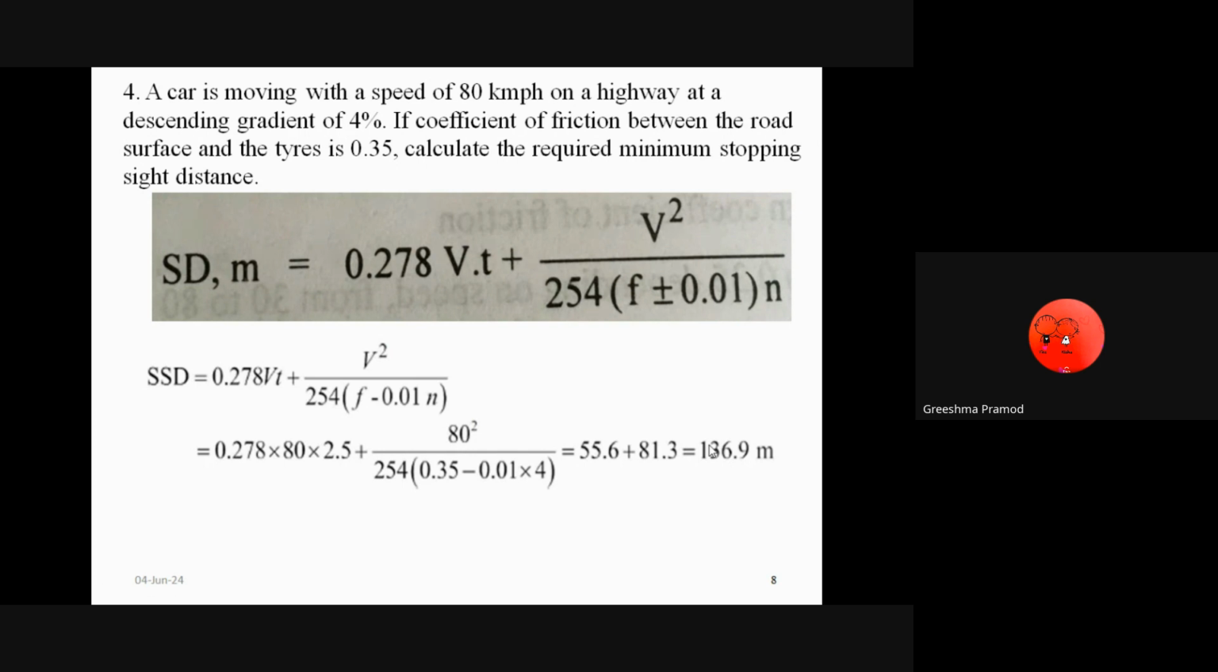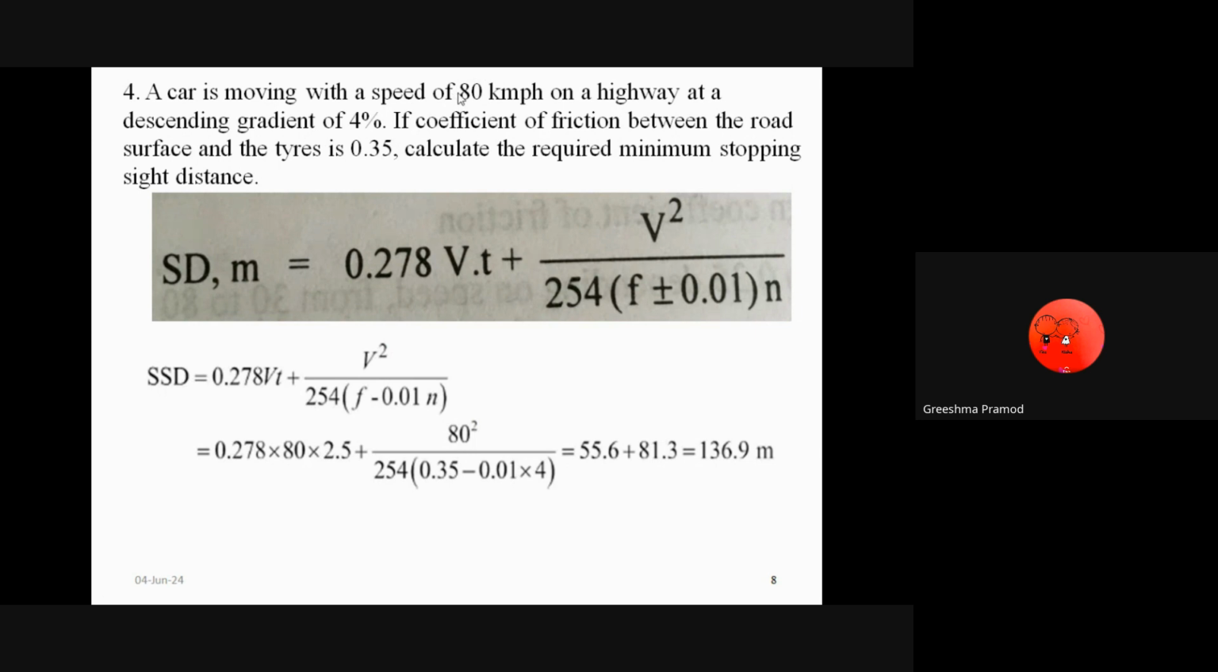Here, the reaction time of the driver is given to you, so you need to take the total reaction time as 2.5 seconds. Sometimes the f value also will not be given to you. Then you need to consider it according to the speed which is given to you. You need to take 80 as the speed, and based on that, the value has to be written.